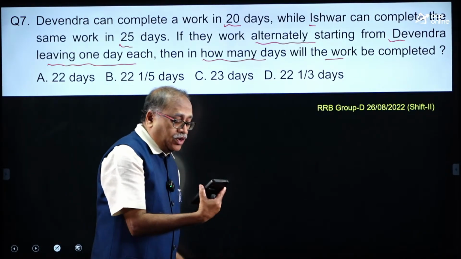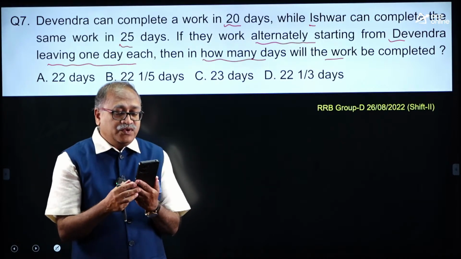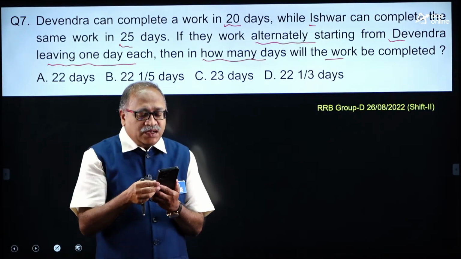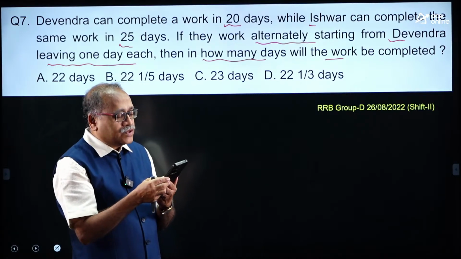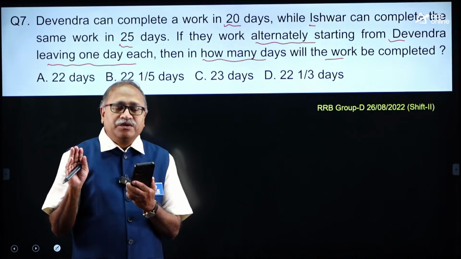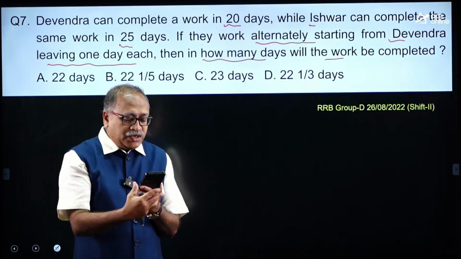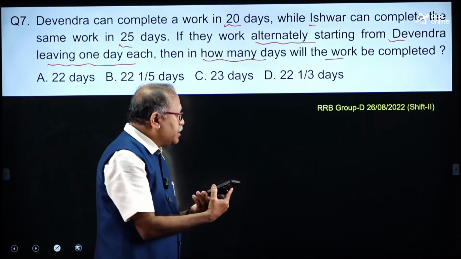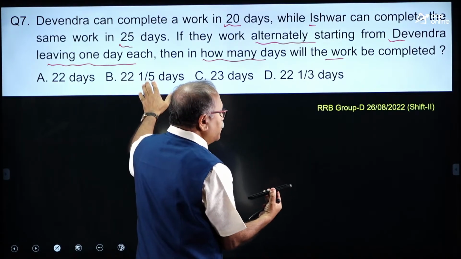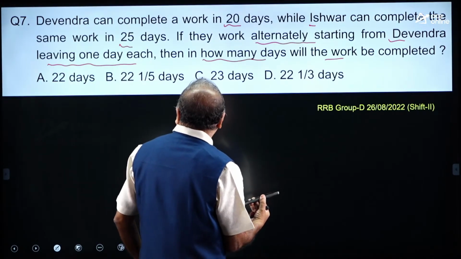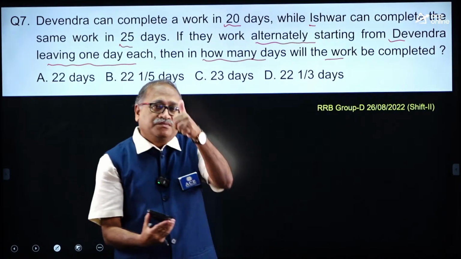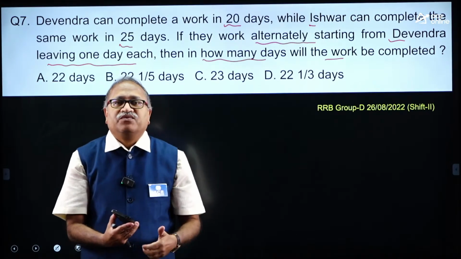Okay. Now, I am just waiting for a few seconds. I am sure some of you will definitely answer the question only with the second method. Option B, option B. What is option B here? 22 1 by 5, 22 1 by 5. Is that right? That's right, my dear friend.